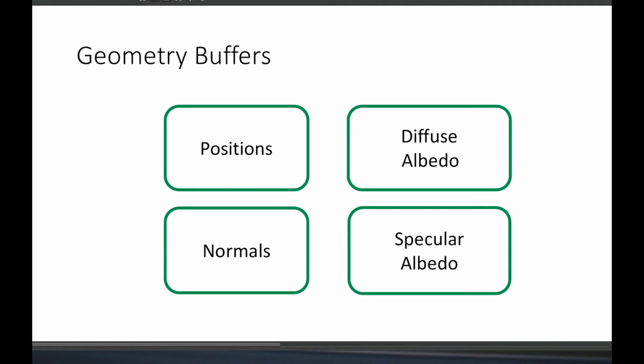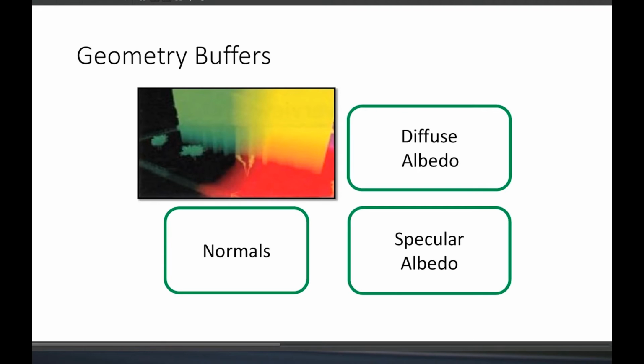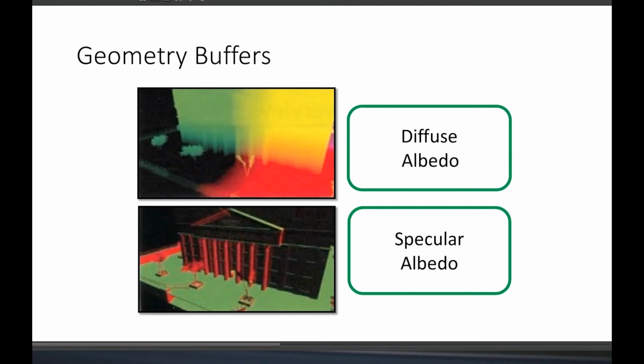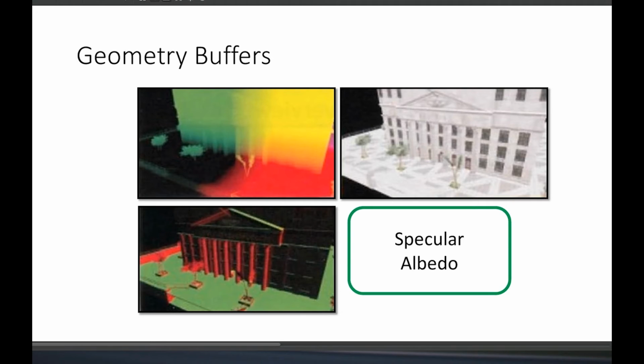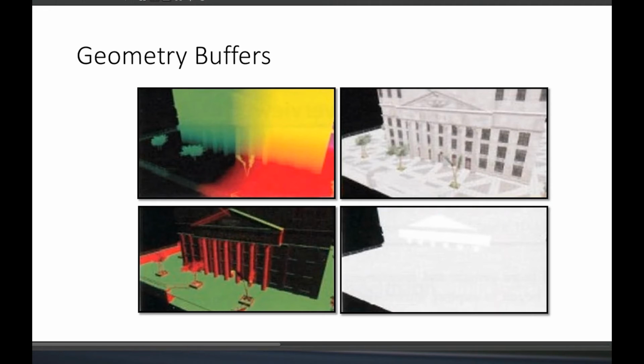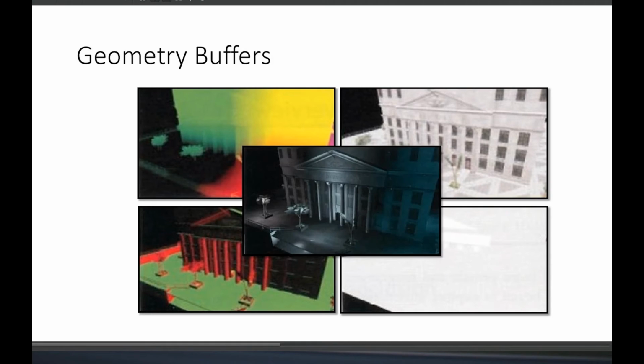For example, one scene could store the following. This texture will store the positions of the scene. This one will store the normals. This one will store the diffuse albedo, and this one will store the specular albedo. When these 4 textures are sampled in the lighting pass that I am going to explain later, you could end with this.